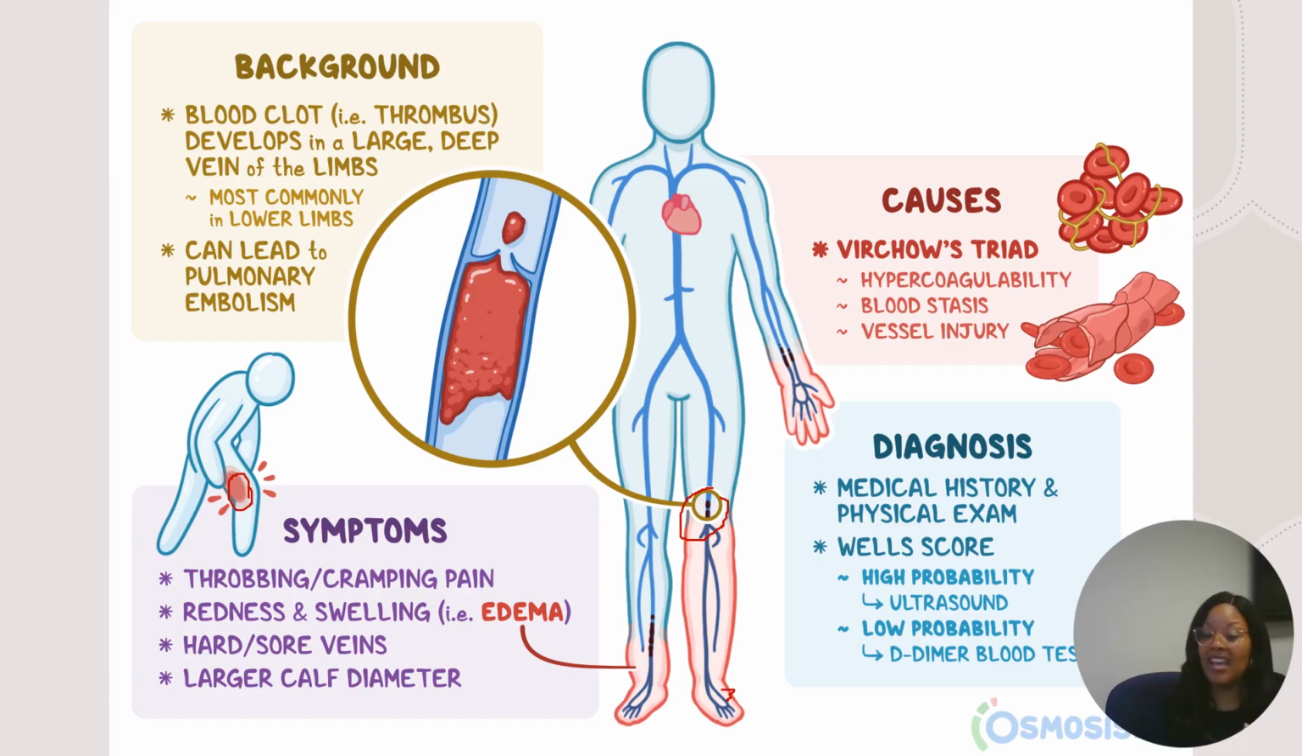So how can it be diagnosed? If you really think a patient has a blood clot, they'll do an ultrasound. But if they really don't think they have one, but they still want to dot their I's and cross their T's, then they can do a D-dimer test.